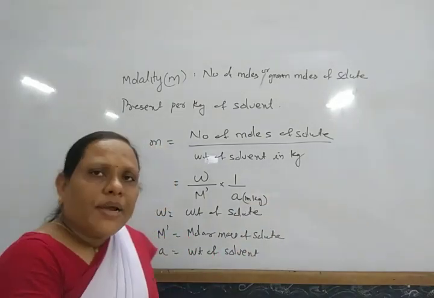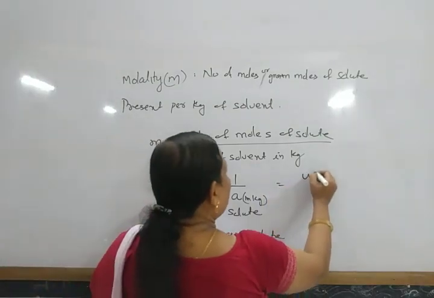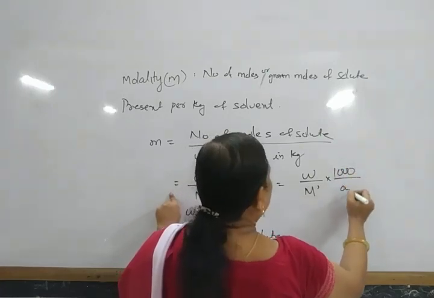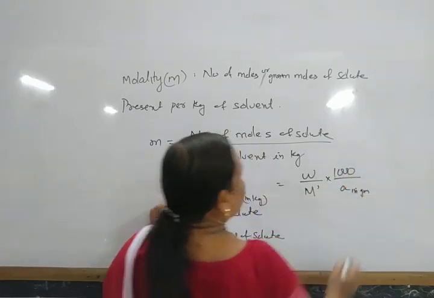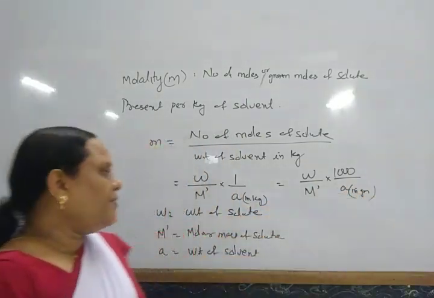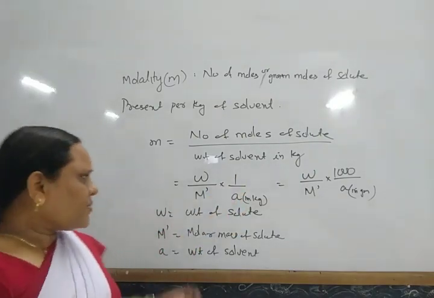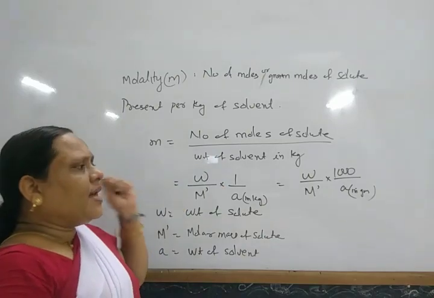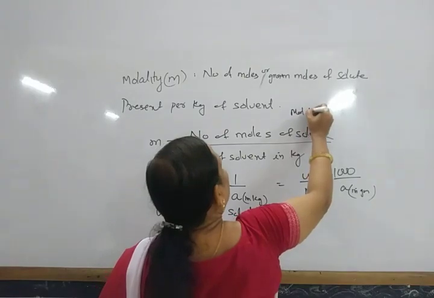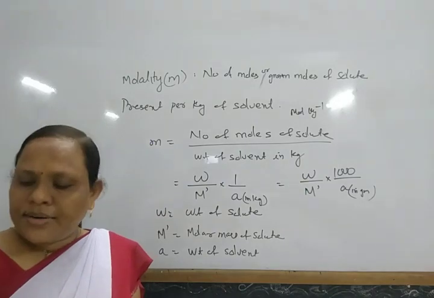If the solvent weight is given in gram, then how do we express this molality? Weight by molecular mass into 1000 by A in gram. Suppose it is given in gram, then multiply by 1000. If given in kg, then 1 by A. So in this way we express molality. Its unit is mole per kg, mole kg inverse.